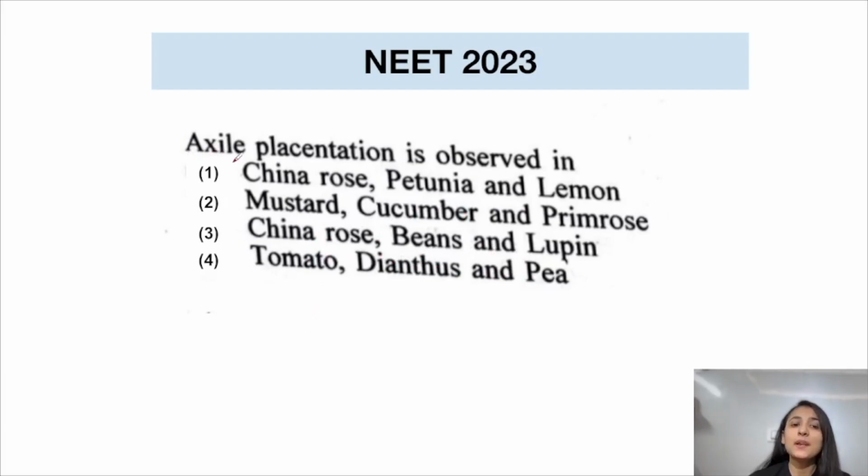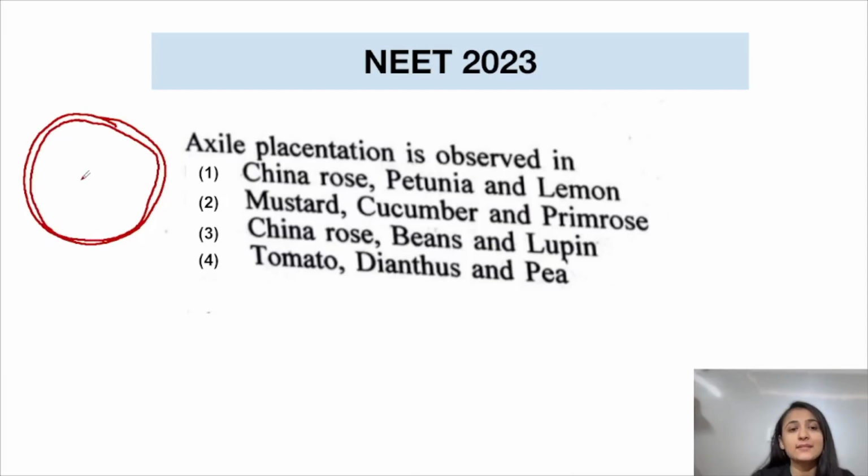So what happens in axile placentation? The placenta is present axially. That is, axial also means around the axis. Okay, so this is how the axial placentation looks like. This is the ovary, and the placenta is present axially around the axis, and the axis is present towards the center. So this is where the placenta is located. The ovary is multilocular, divided into various chambers. Septa is present. These lines represent the septa, and the ovules are attached to the placenta, which is located axially. So this is the axile placentation.